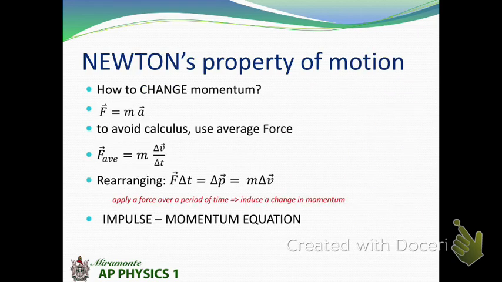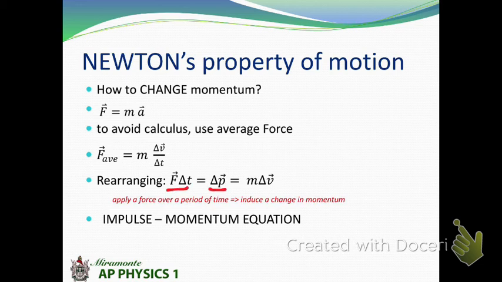All right. How do we change momentum? So we know that if we apply a force, we're going to get acceleration. We can actually rewrite that equation and say if we're using average force, that would be m delta v over delta t. And then we rearrange and move the delta t to get F delta t equals delta p.